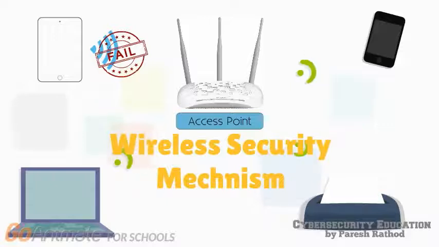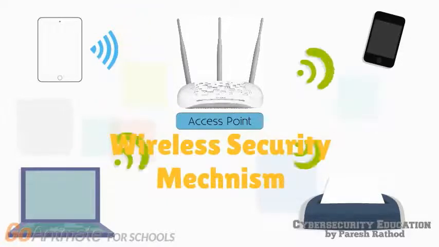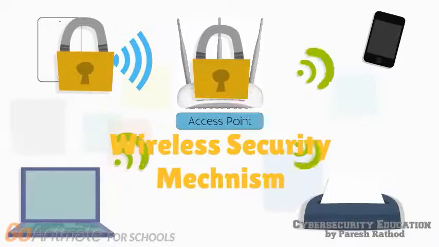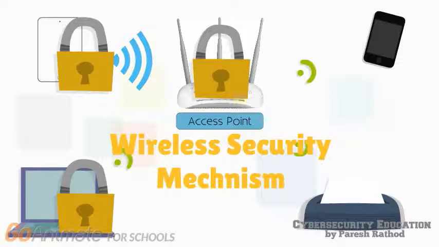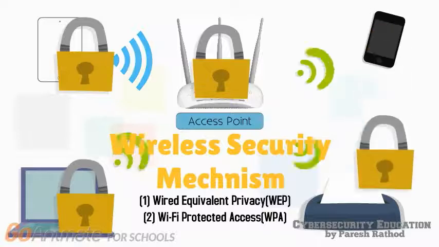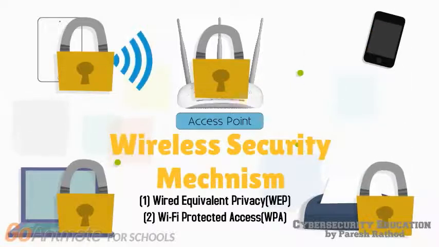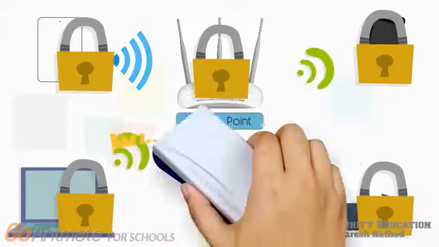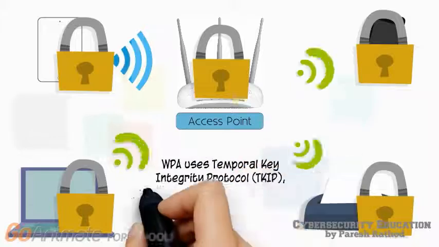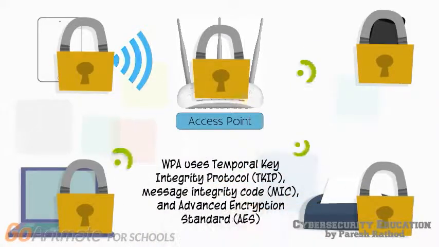To prevent or at least mitigate this issue, encryption is a layer of security that is included in most, if not all, wireless products. Here are some of the more commonly used wireless encryption and authentication protocols. One, Wired Equivalent Privacy, WEP. Two, Wi-Fi Protected Access, WPA. WPA uses Temporal Key Integrity Protocol, TKIP, Message Integrity Code, MIC, and Advanced Encryption Standard, AES, encryption as its main mechanism for securing information.